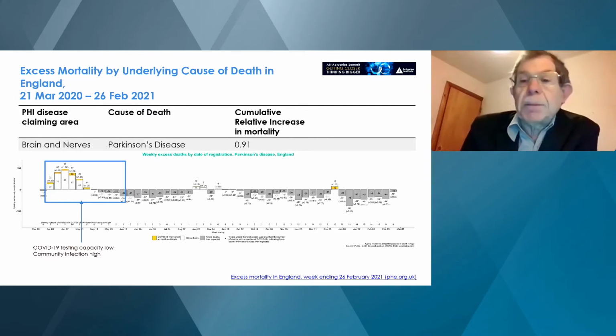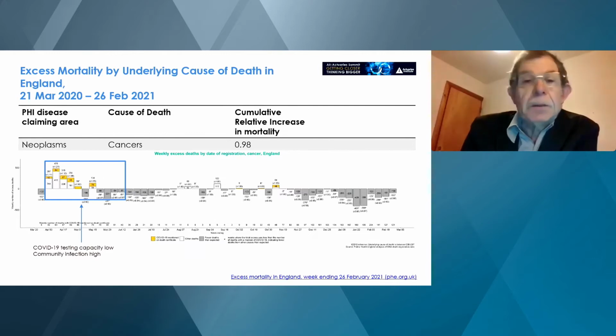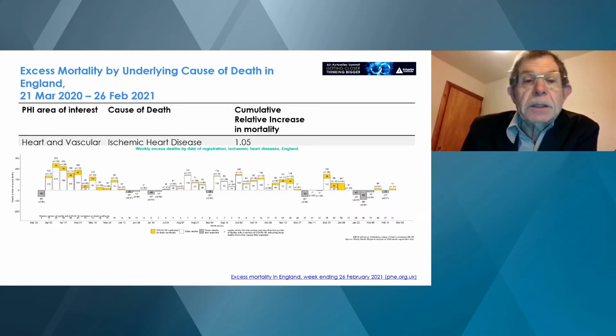And we see the same pattern for Parkinson's disease. And next slide, please. And a very similar pattern for cancers, again, where cancer screening and treatment was suspended during the major waves of the pandemic. And therefore, we got excess cases. Go on. Next slide, please.